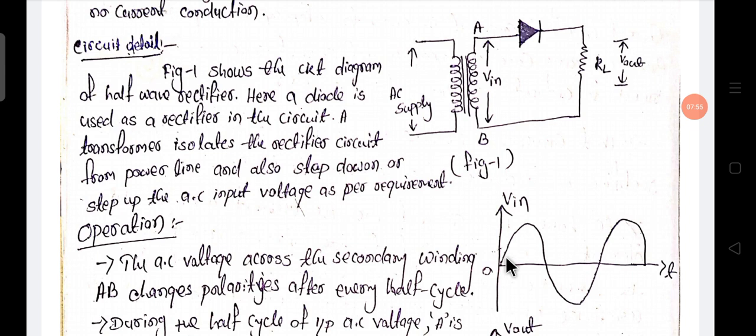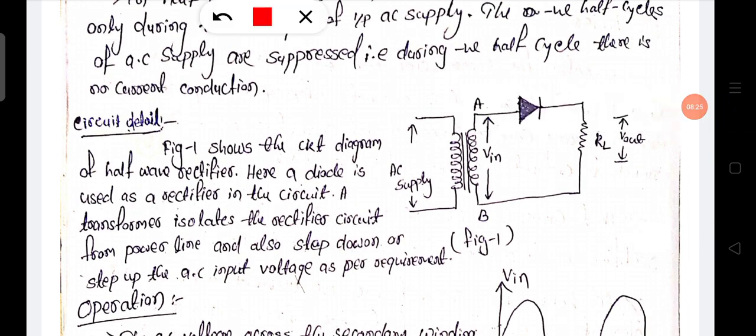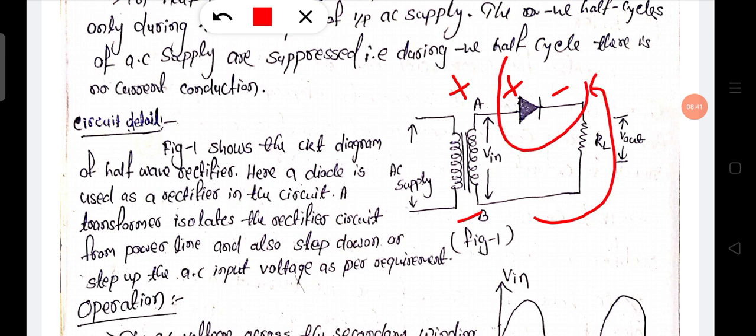In the positive cycle, this is the input AC. In that positive cycle, A becomes positive and B becomes negative. A is positive with respect to B. So at the diode, this side is positive and this side is negative, so the diode is forward biased.